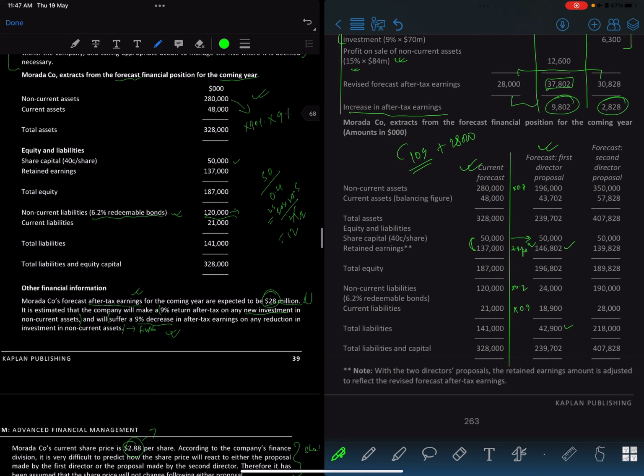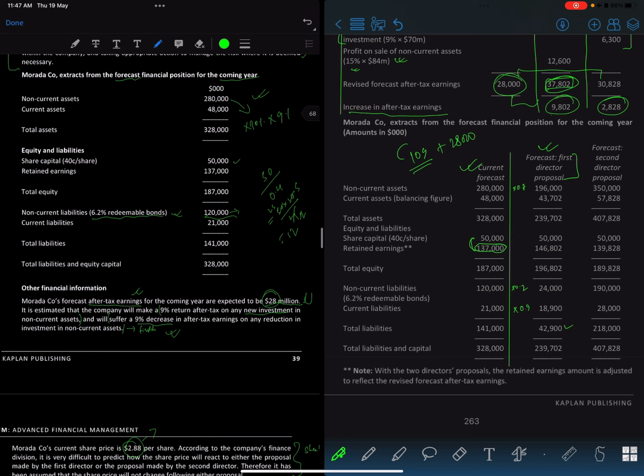So it's going to be 137,000. But if we implement the first director's proposal, what will happen? The profit will increase by how much? You could do it this way as well, 109 plus 37.8, so 146.802, same thing, right? Or since you've already used the current forecast, all you need to do is just add in this amount only, this 98063. You don't need to add in the whole amount, because you just want the increase.